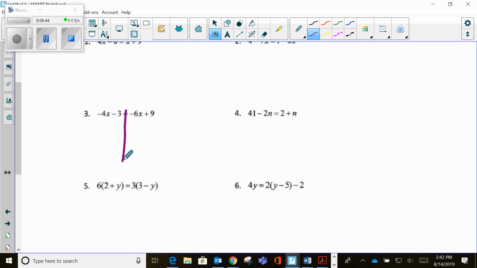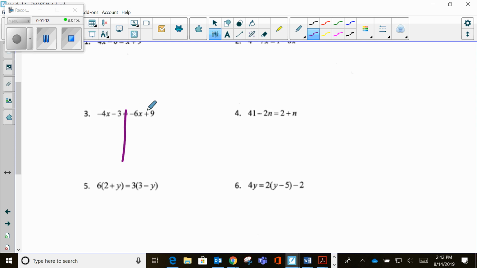The second question is, do I need to combine any like terms? So I'm going to look at my left-hand side. There are no like terms to combine. I'm going to look at my right-hand side. There are no like terms to combine. Now I need to go across the line and get my variables together. That's the third step. Get your variables on the same side.